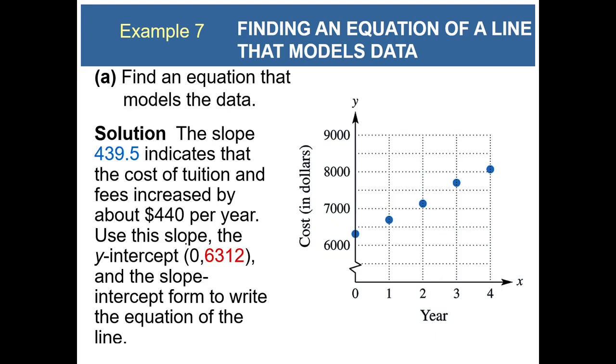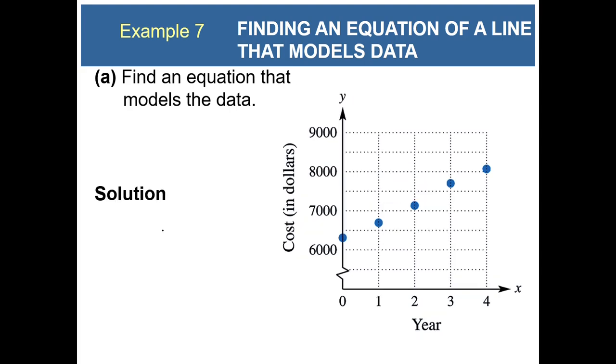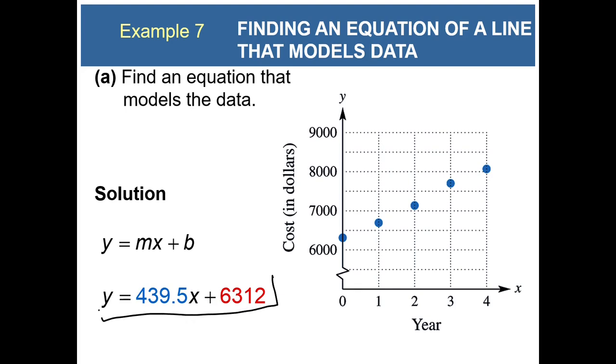Use this slope, the y-intercept (0, 6,312), and the slope-intercept form to write the equation of the line. Recall, y equals mx plus b is the slope-intercept form. We'll plug in the slope, which we found earlier to be 439.50, x plus the y-intercept 6,312, and this is our equation that models the rise of tuition.